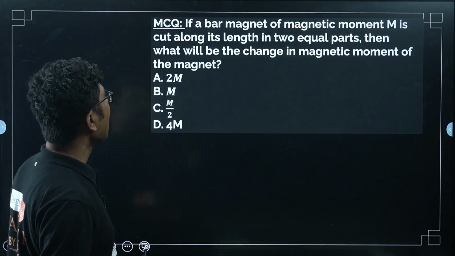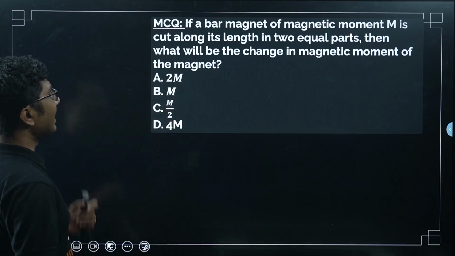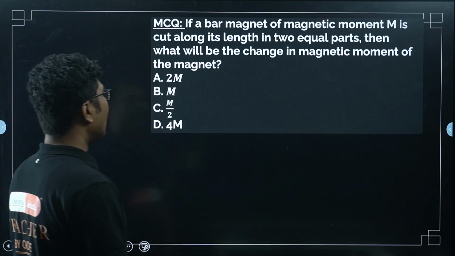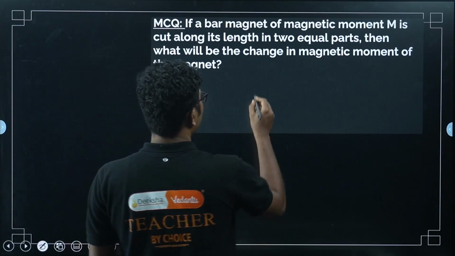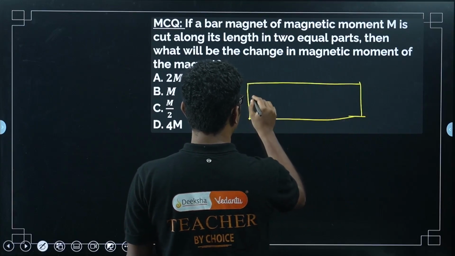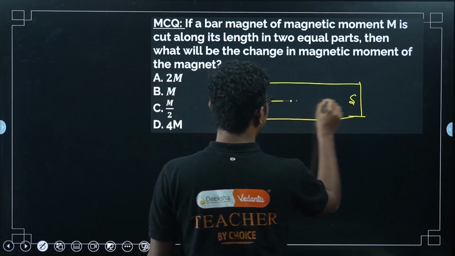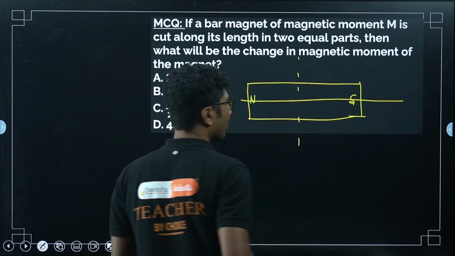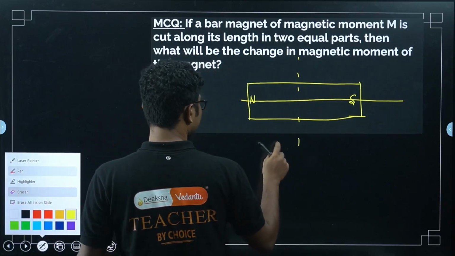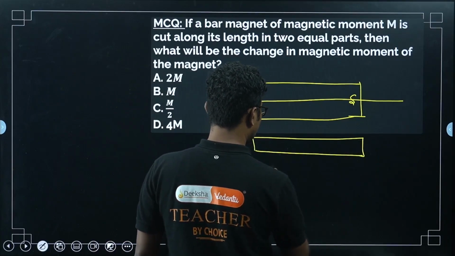Now let's see an MCQ. A bar magnet of magnetic moment m is cut along its length into two equal parts. Then what will be the change in the magnetic moment of the magnet? So what is the meaning of that? Suppose I have a magnet, north south. Now I have cut it along its length. Along its length means this is along length, and this is along width or breadth. So it is cut into two equal halves along its length. Now we have two magnets, one this, another one this.